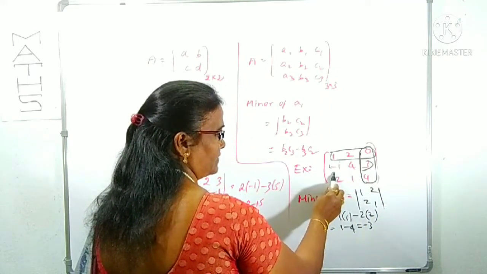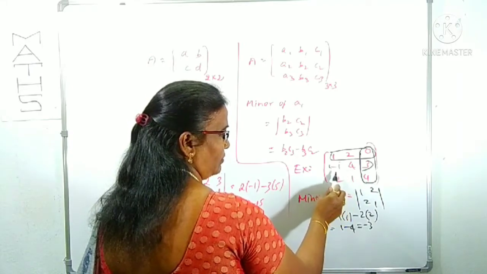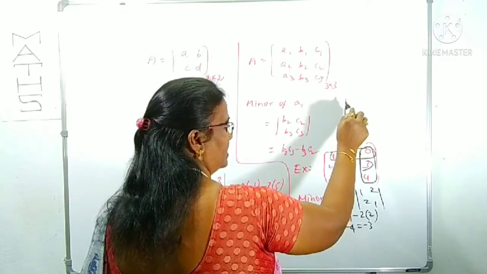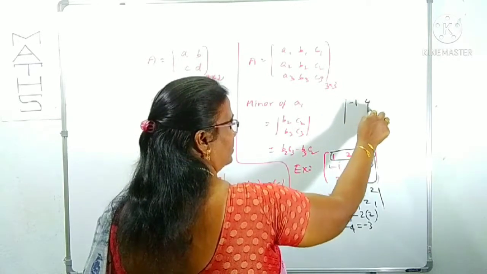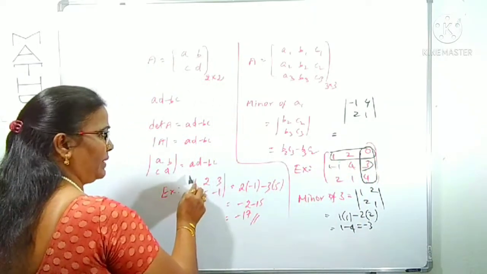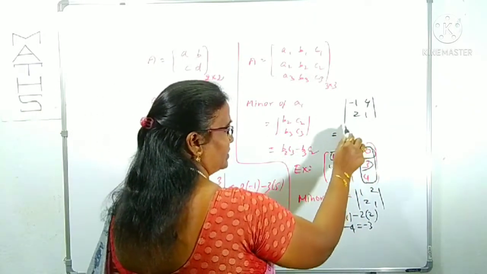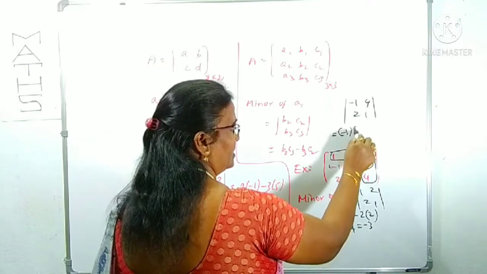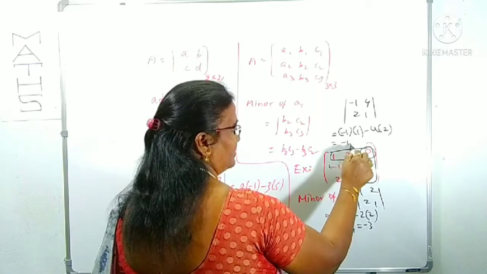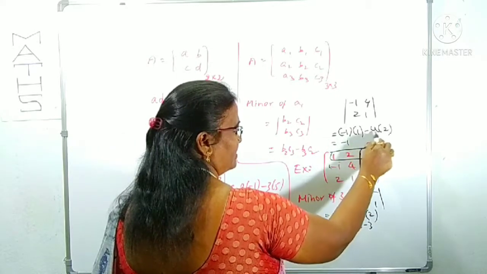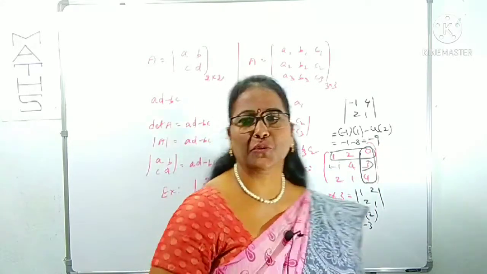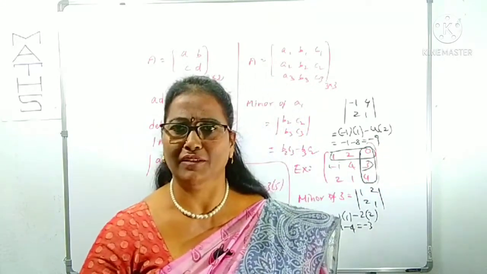Yes, minus 1 4 2 1. Its value is the determinant of minus 1 4 2 1. According to the formula AD minus BC, that is minus 1 into 1 minus 4 into 2, which is minus 1 minus 8, that is minus 9. Like this we can find out the minor of each and every element.